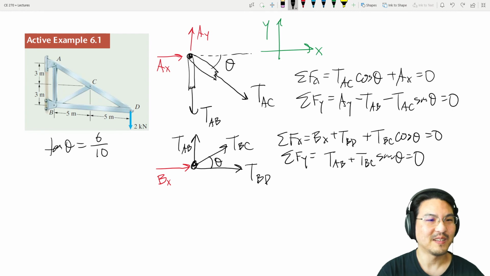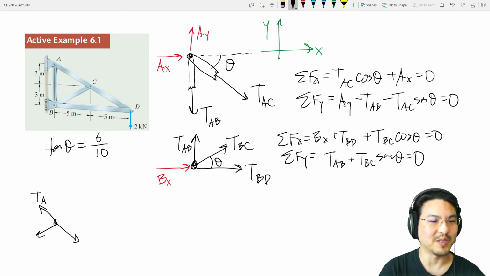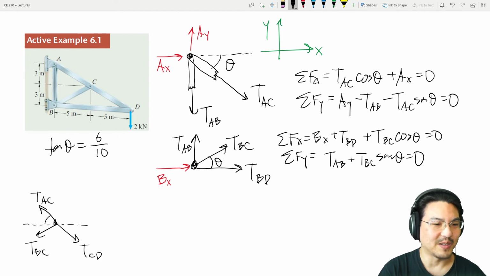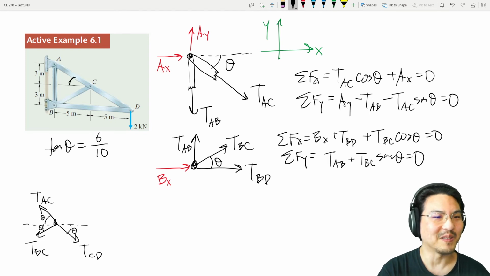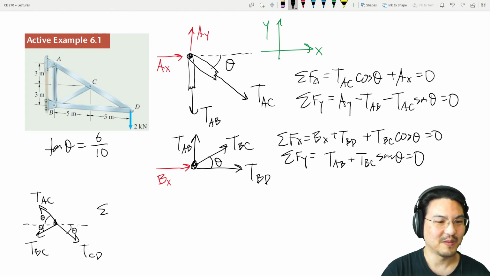So joint C, the free body diagram looks like this, and this is between joints A and C, joints B and C, joints C and D, and the geometry happens to be, the angles are like this. There's some symmetry here. This angle is the same as this angle, is the same as this angle. Okay, so now Newton's laws.